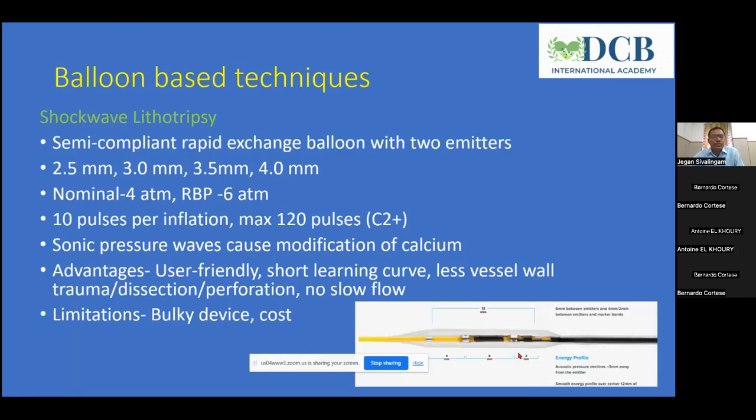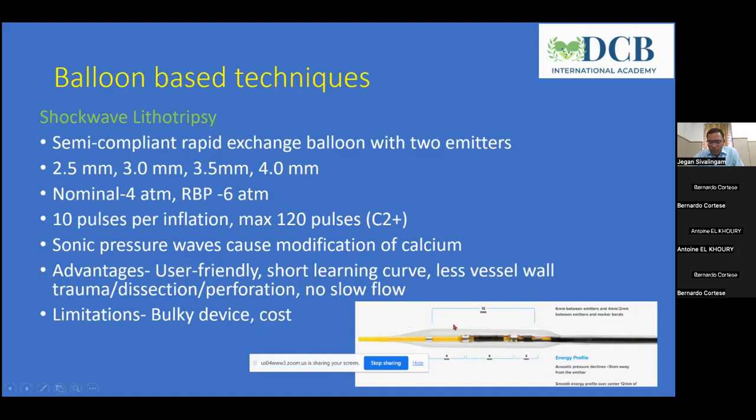Then this is the shockwave lithotripsy. This is a semi-compliant rapid exchange balloon with 2 lithotripsy emitters. As we all know, this technology evolved from the treatment of kidney stones. They tested in models with chalk and eggs, and they thought we could try it in the coronary artery also in the management of calcium, and that's how this was developed. It comes in various sizes: 2.5, 3, 3.5, 4 millimeter diameters, but the length is constant, 12 millimeter.